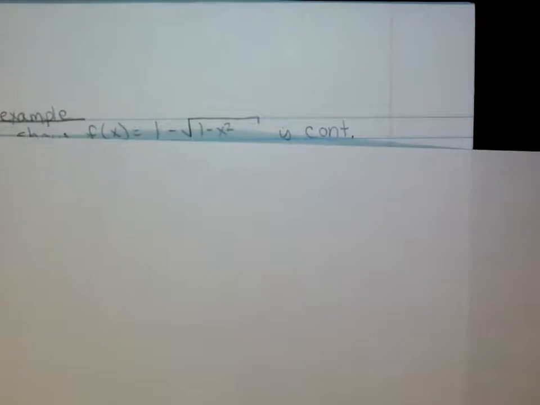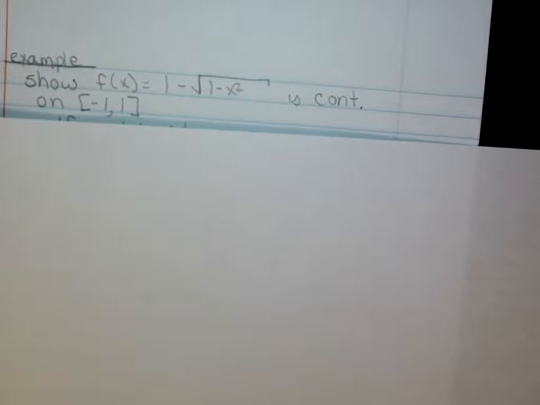So let's look at the example. It asks us to show that the function f of x equaling 1 minus the square root of 1 minus x squared is continuous on the interval -1 to 1. Okay? Well, if -1 is less than or equal to a is less than or equal to 1, then we could say the limit as x approaches a of f of x is the limit as x approaches a of our function, which is 1 minus the square root of 1 minus x squared.